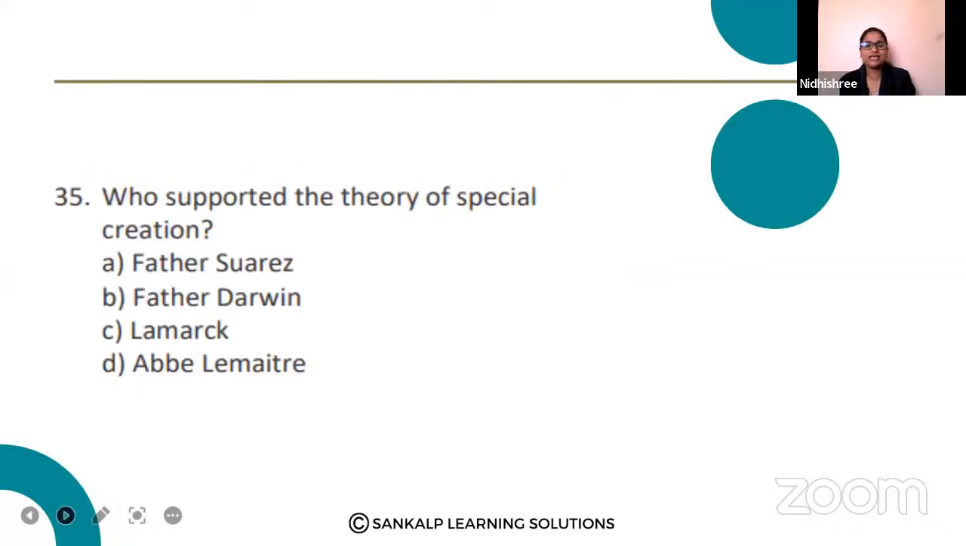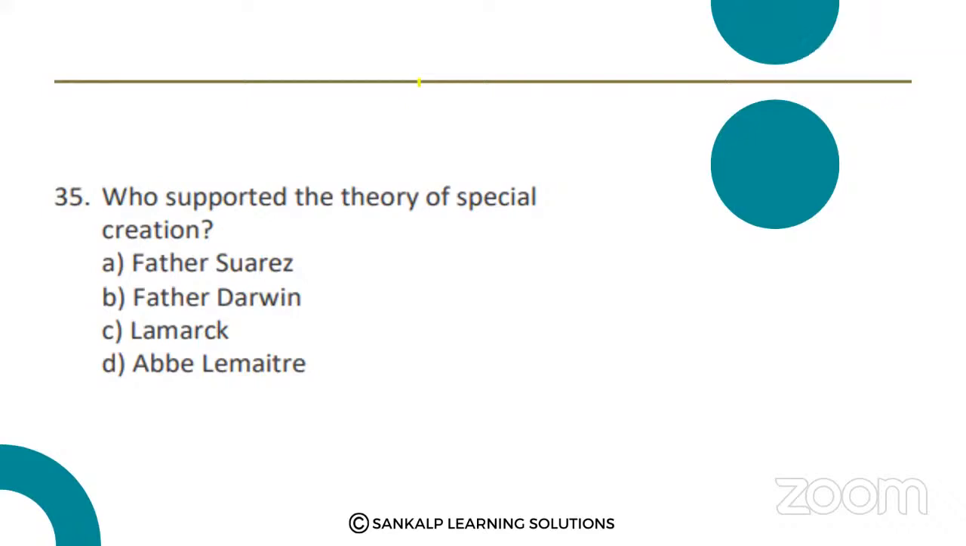Next, who supported the theory of special creation? Option A, Father Suarez. Option B, Father Darwin. Option C, Lamarck. Option D, Abbé Lemaitre. Yes. Option B, ma'am. HNH and Kanchanaraj voted for option B. Duty option A. Most of you are voting for option B. Okay, Prema, Lakshmi, Aishwarya, option A. Deepthi, option B.